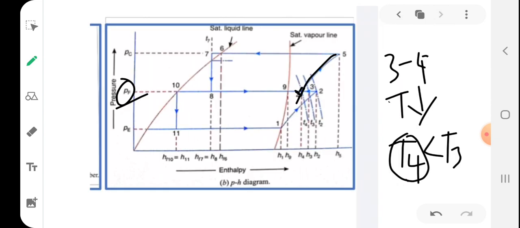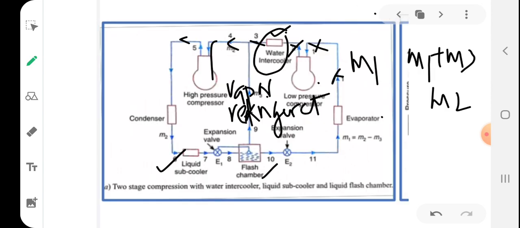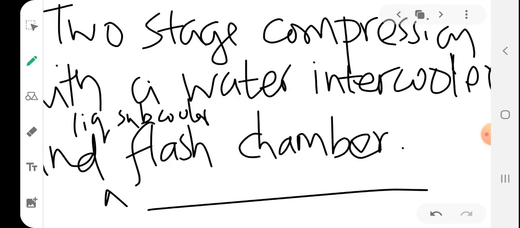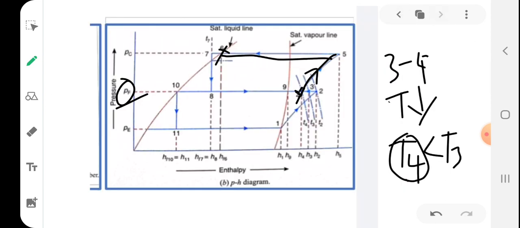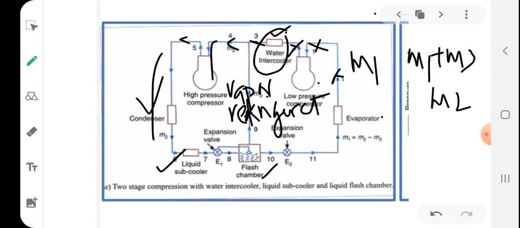So that is happening here, 4 to 5. And from 5 to 6, what is happening? From 5 to 6, it is getting condensed at constant pressure. So at constant pressure from 5 to 6, it reaches the saturated liquid state.